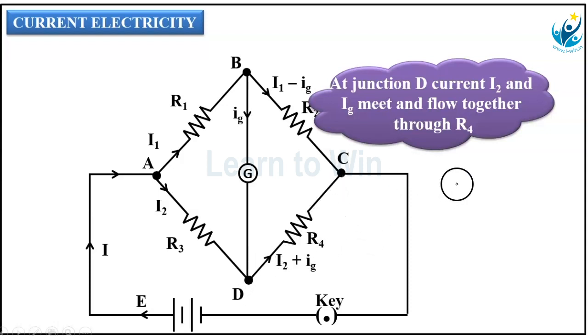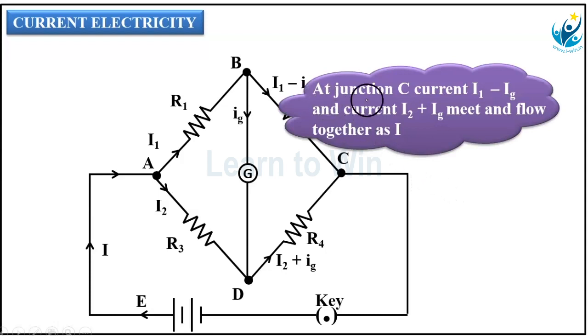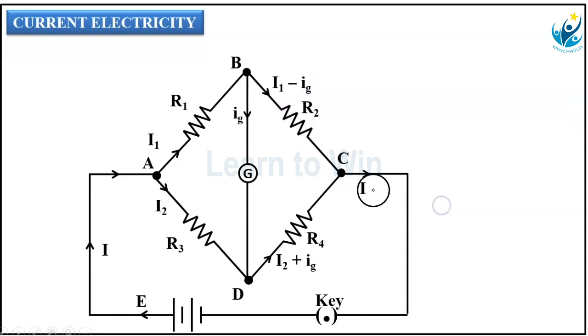And at junction C, I1 minus Ig, which is flowing through R2, and I2 plus Ig, which is flowing through R4, combine at C and flow together again as I. Observe here: I is the sum of I1 minus Ig and I2 plus Ig. Plus Ig minus Ig cancel. I1 plus I2 is nothing but I.